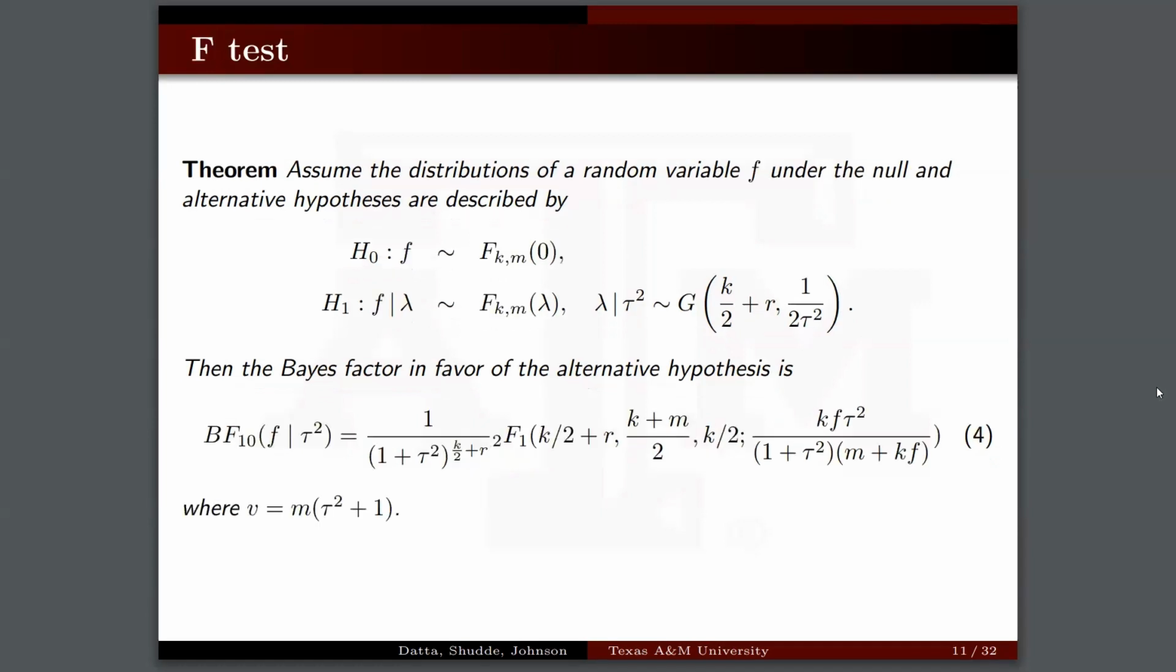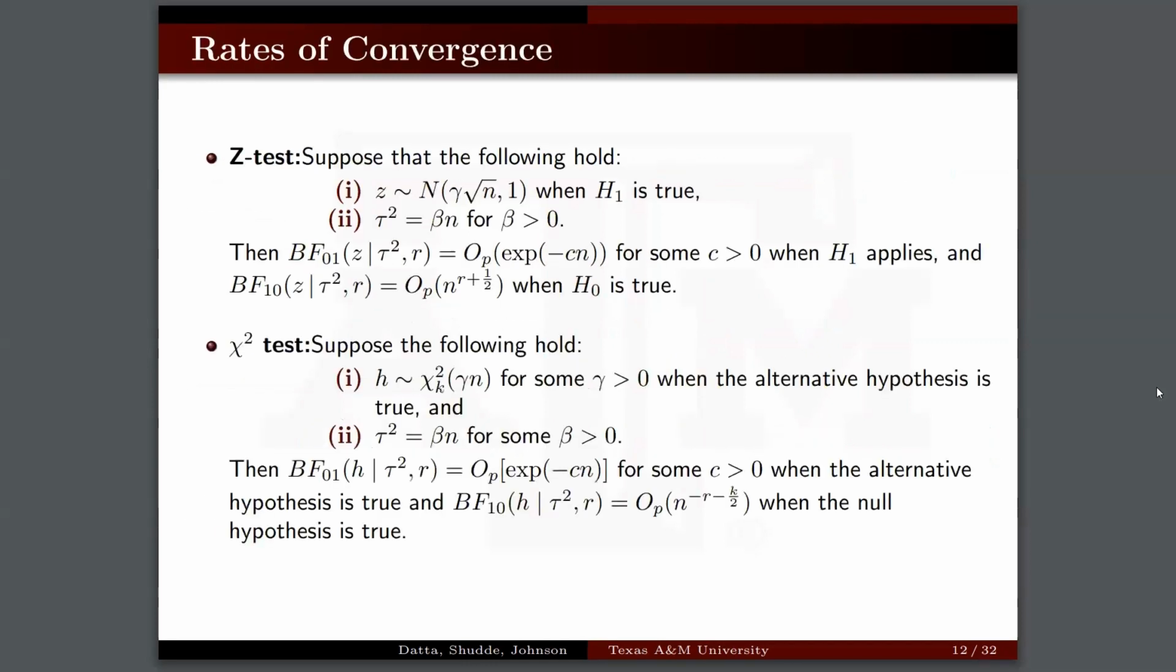The same thing happens when we have an F test, and in the manuscript, we also have the expressions for that. There is a huge gain when we use a non-local alternative. Under the alternative hypothesis, our Bayes factor converges exponentially, and under the null hypothesis, our Bayes factor converges linearly, whereas if we were to use a local prior, the rate would only be linear.